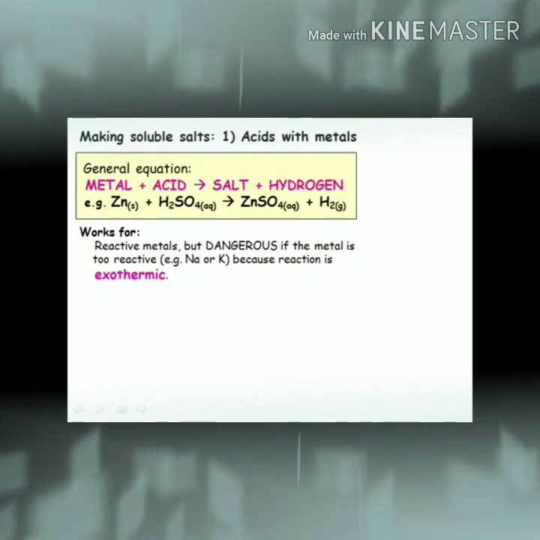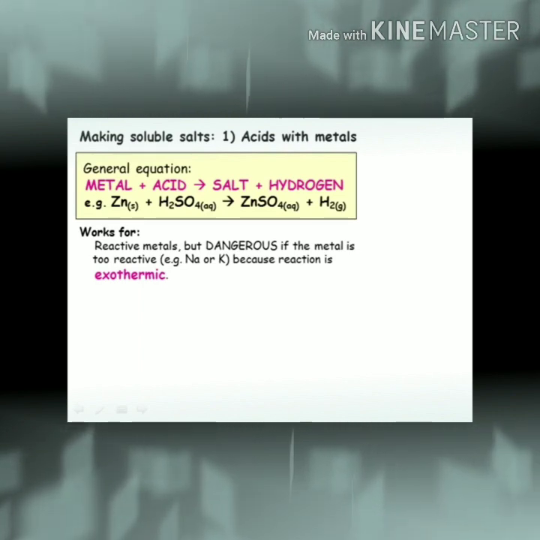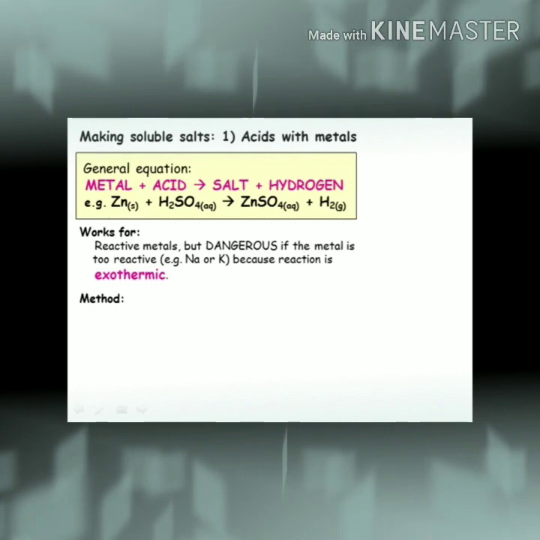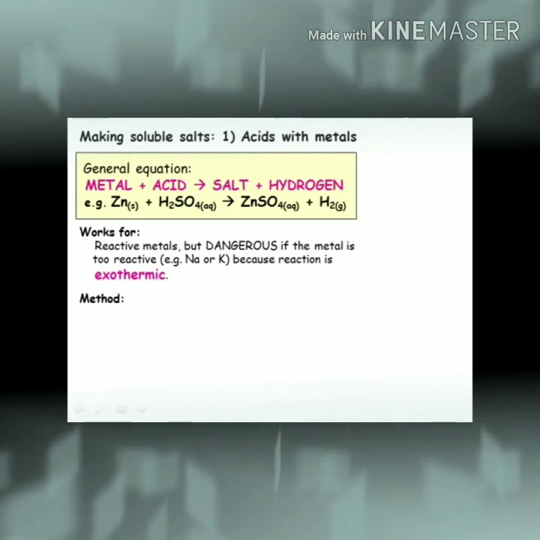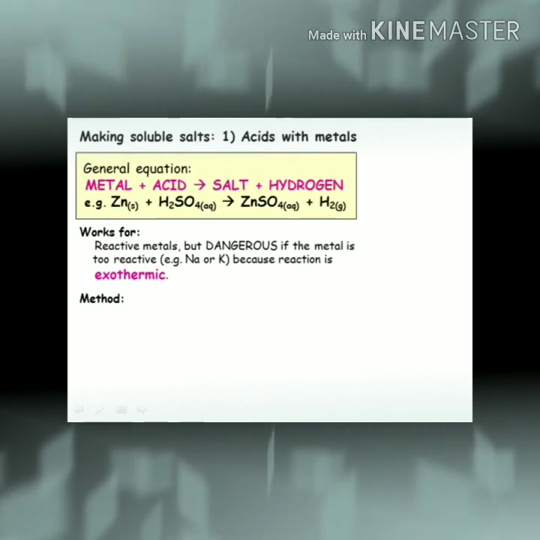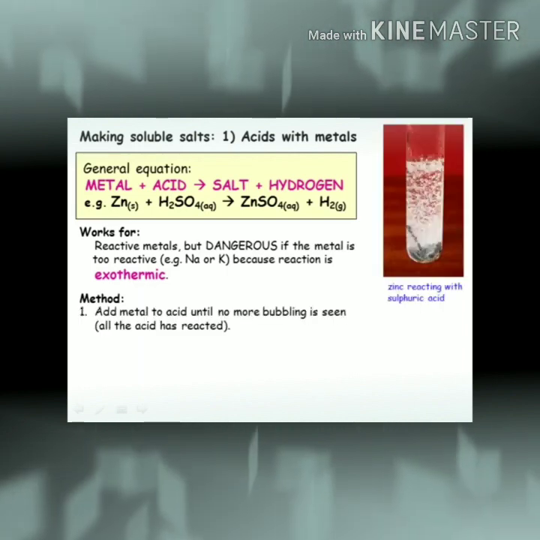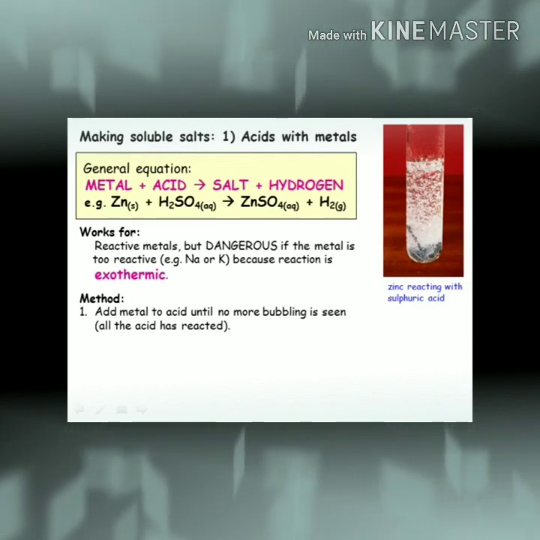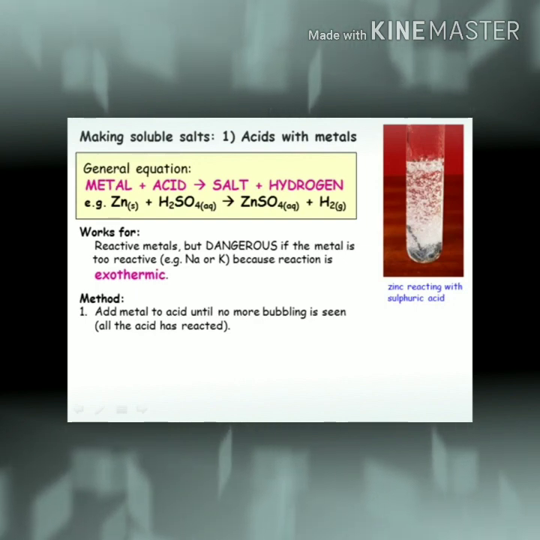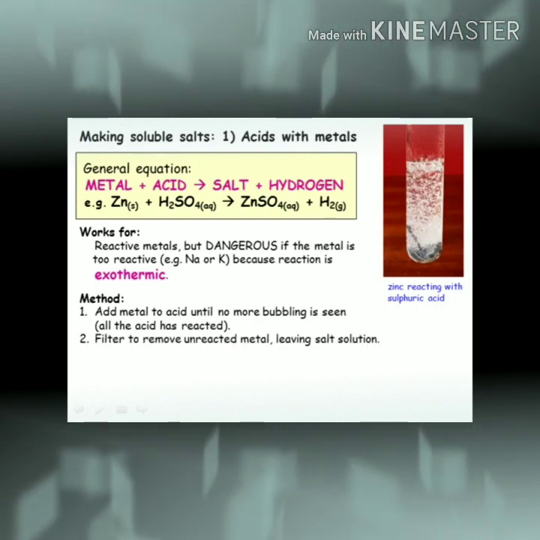So what is the working method? Basically, if reactive metals react with a strong acid, it is very dangerous. And if you react highly reactive metals like sodium or potassium, it is going to be a very exothermic reaction. Maximum heat energy will be produced.